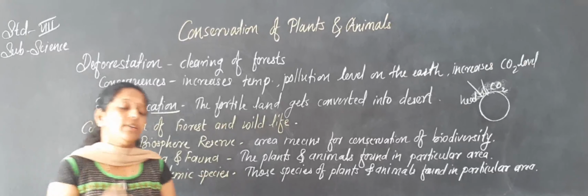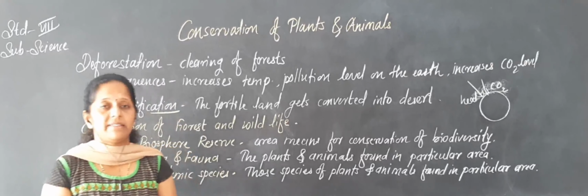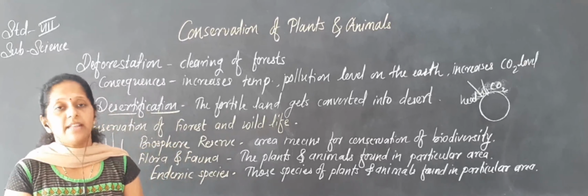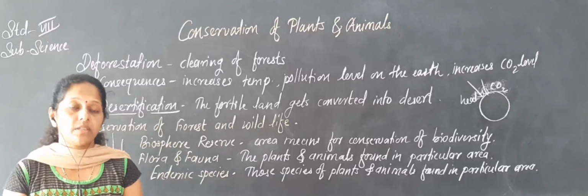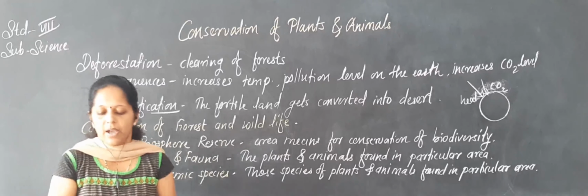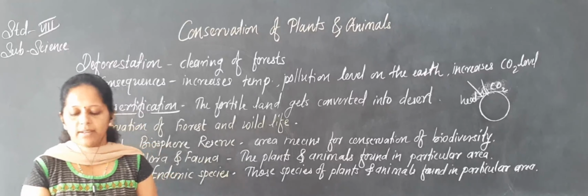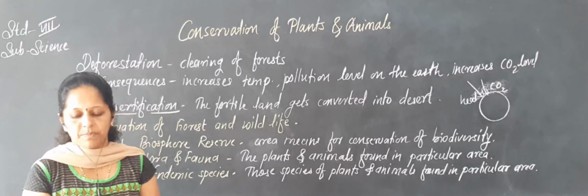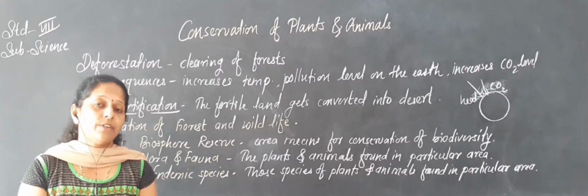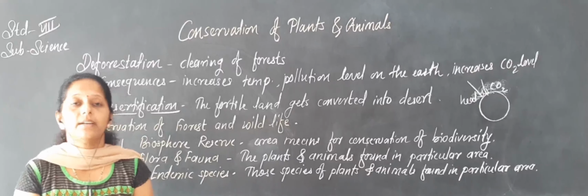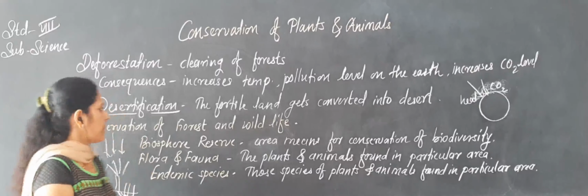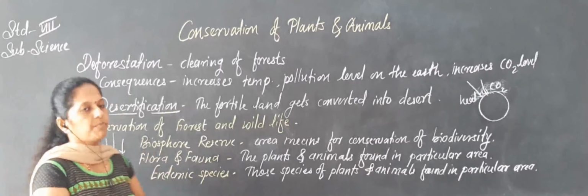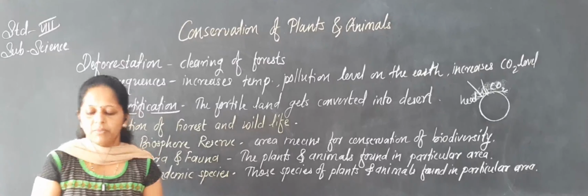The government is protecting the plants and animals. In the biosphere, national parks and wildlife sanctuaries are there in that area, and they will protect those areas for the preservation of plants and animals. Whichever plants and animals live in that area, they will protect them. So, first of all, we are going to learn about the biosphere reserve. What is a biosphere reserve?